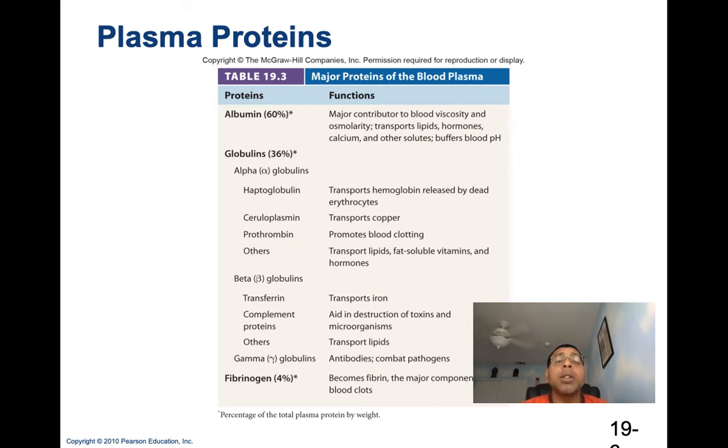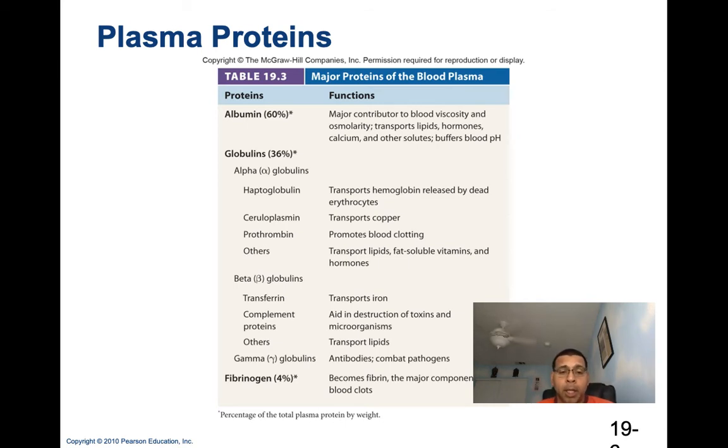Amongst other functions you could see are listed there, so make sure you got those down as well. Next then we have globulin. Globulin, we have three types. Globulin proteins account for about 36% of plasma proteins. We have alpha, beta, and gamma globulin proteins.